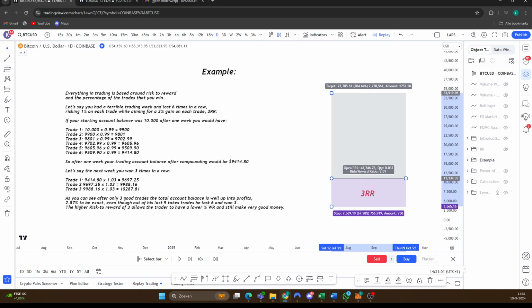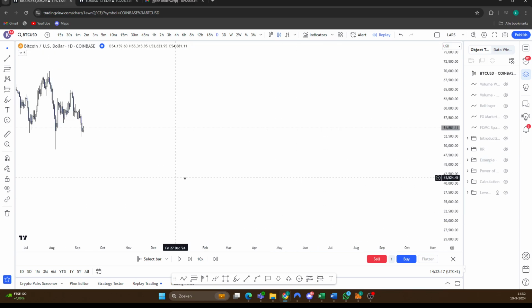Now, let me tell you one more thing. Everything comes down to risk to reward. The percentage moves do not matter. Listen closely. The percentage of the move does not matter. Let me show you an example in the chart.